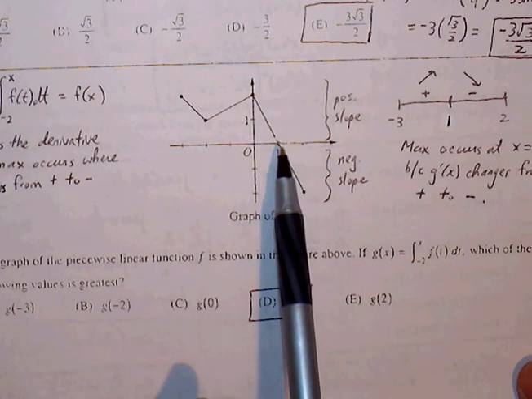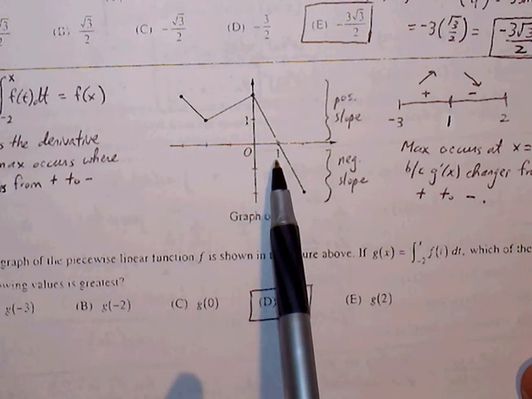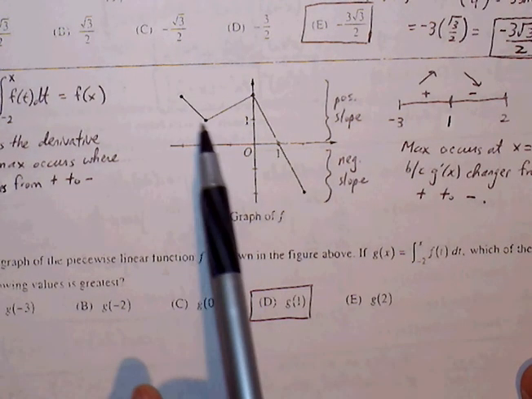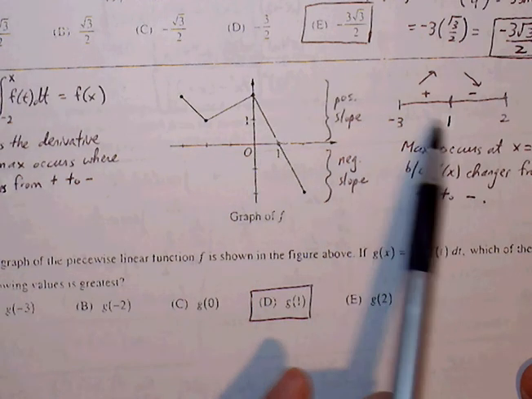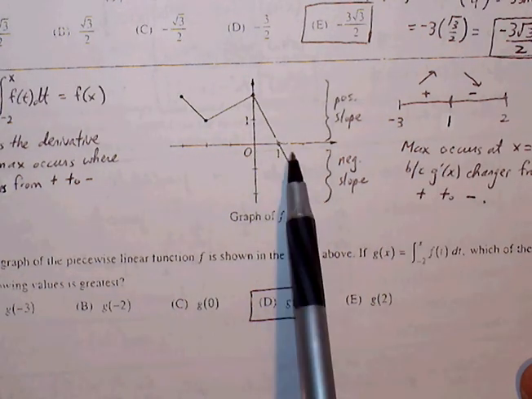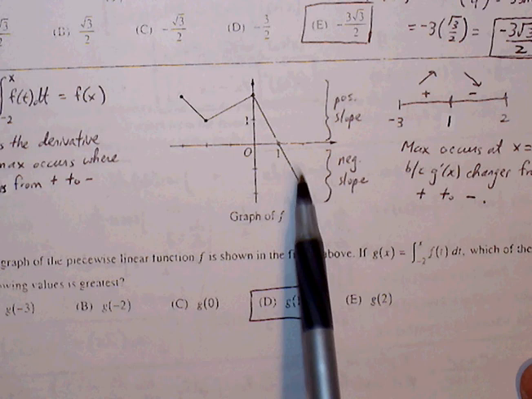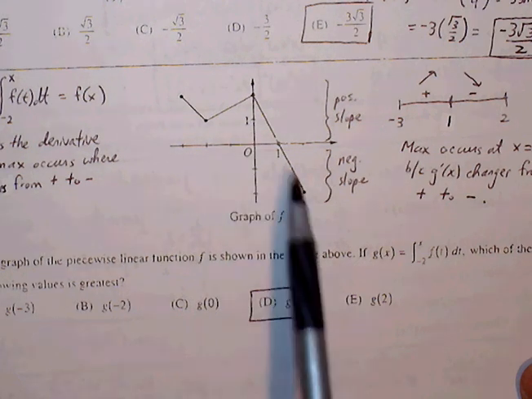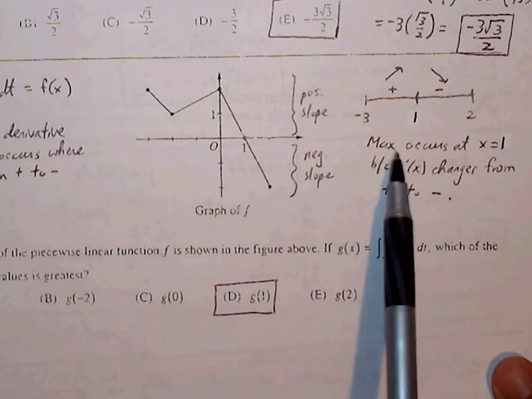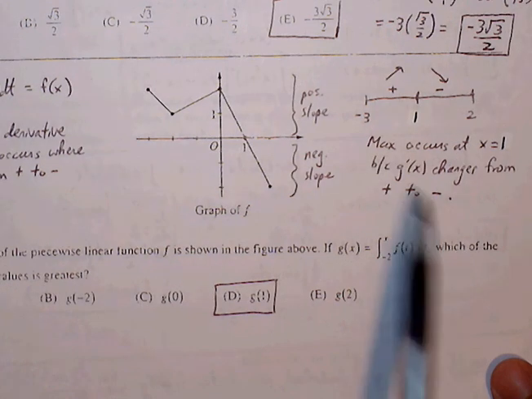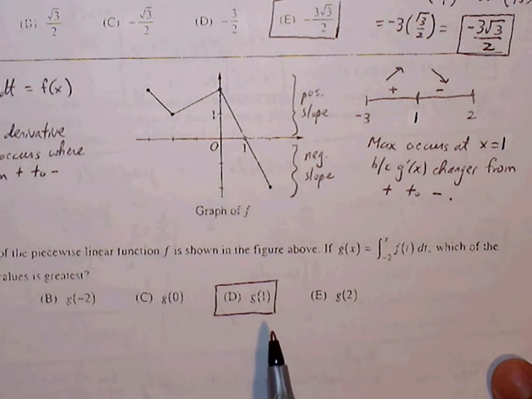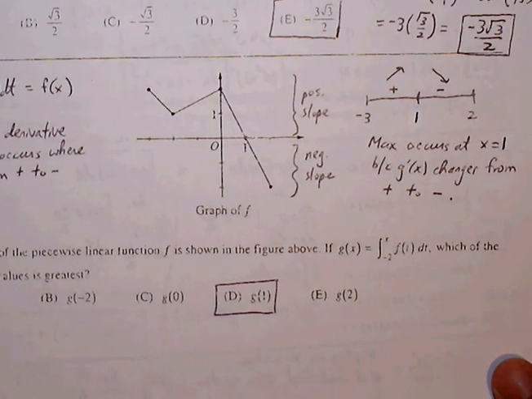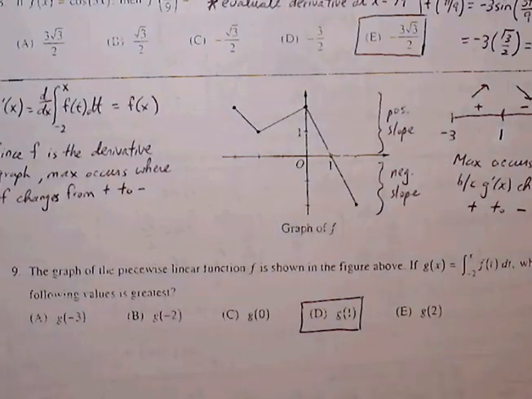And slope is 0 at x equals 1. So then we see this portion is above the x-axis, and then to the right of 1, we see the portion is below the x-axis. So we have a positive slope followed by a negative slope, meaning that the max occurs at x equals 1 because g prime changes from positive to negative. So therefore, g of 1 would be where our value for our function will be the greatest.